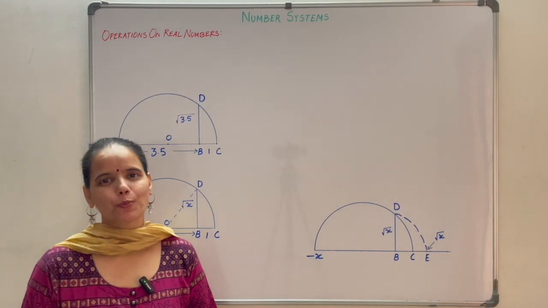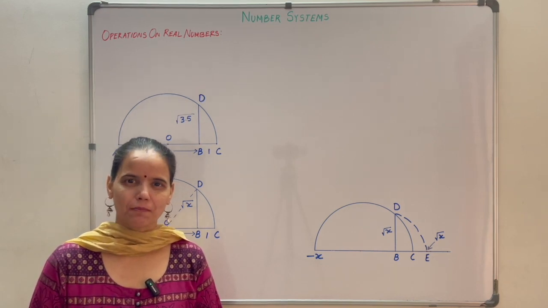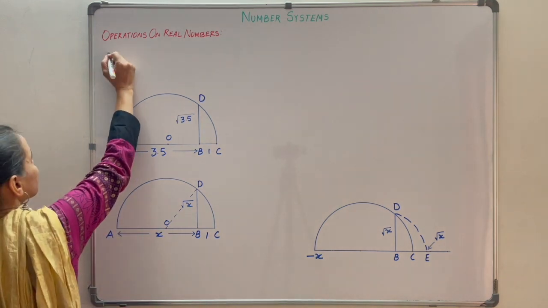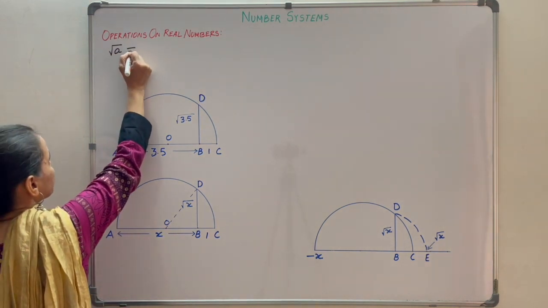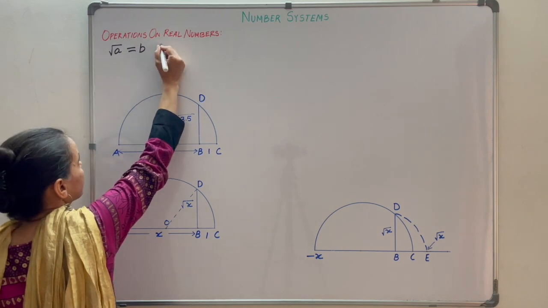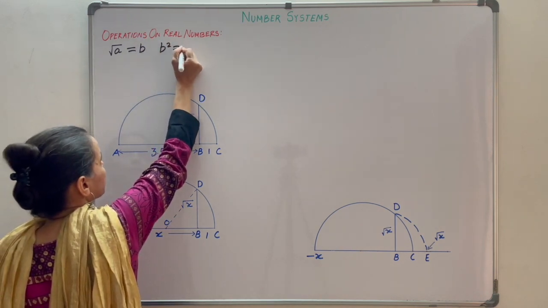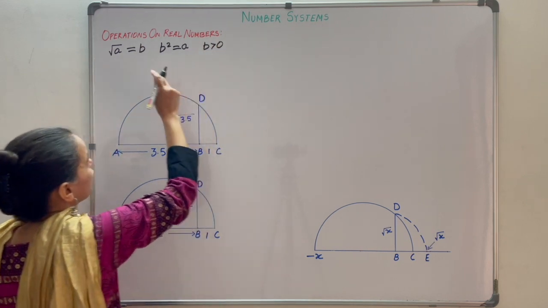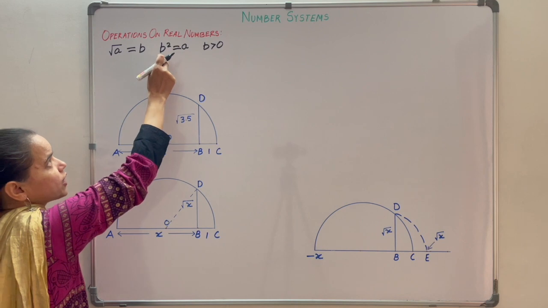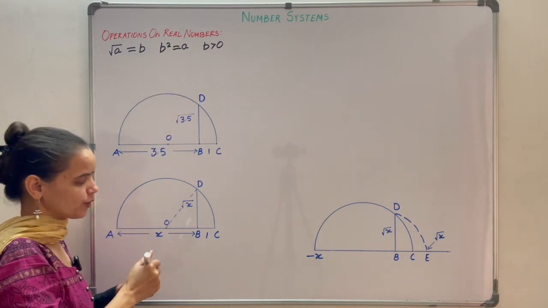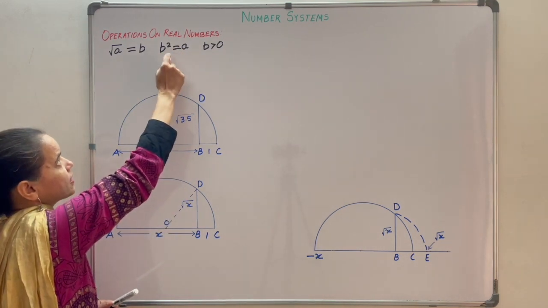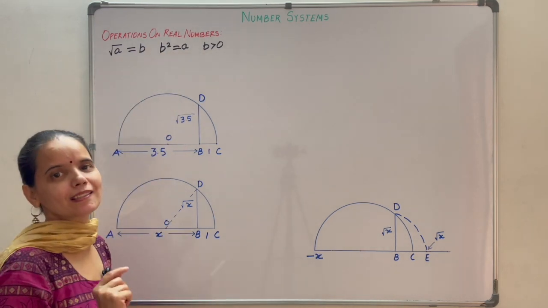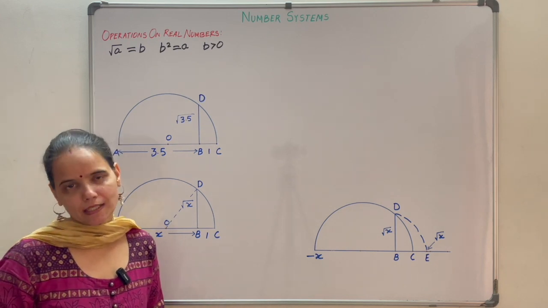Let us now discuss the operation of taking square root of real numbers. Quickly recall that if a is a natural number, then square root of a is equal to b, which means that b square is equal to a, and here b is greater than 0. If you square on both the sides, what will you get? b square is equal to a. So you can clearly see here that a is a perfect square of b and b is the square root of a. The same definition is extended for real numbers as well.